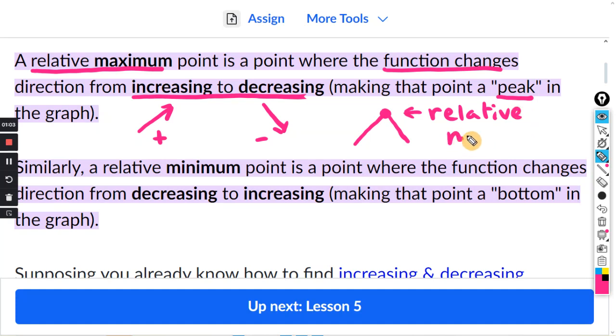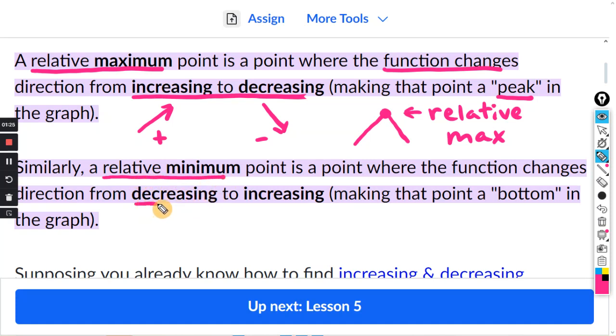That's your relative max. It's basically the highest point compared to the graph that's surrounding it. It's the highest point relative to the rest of the graph, or the rest of the points that are surrounding it. And the opposite is true for relative minimum.